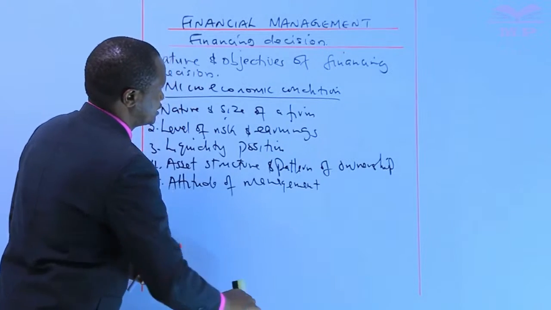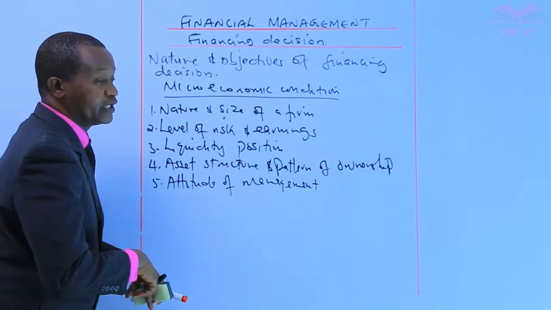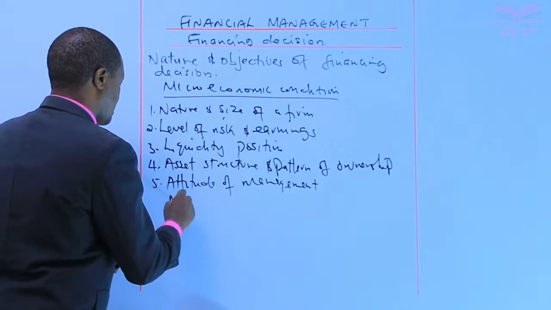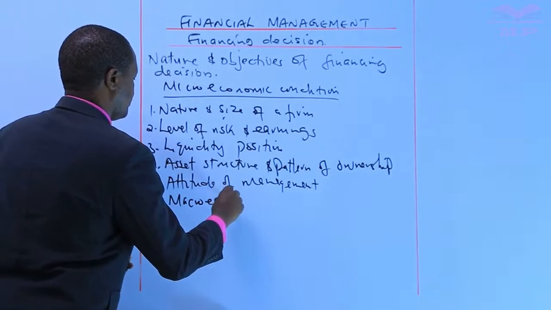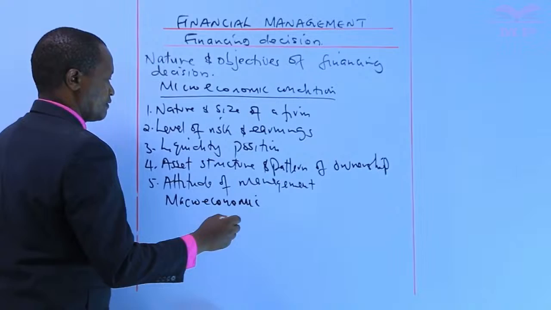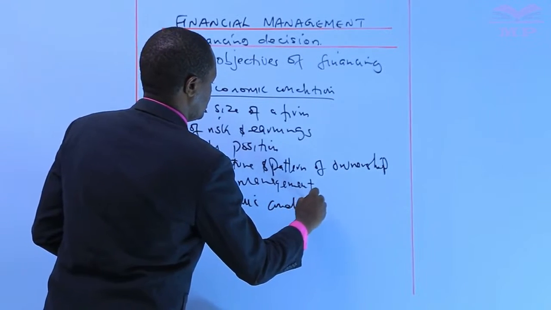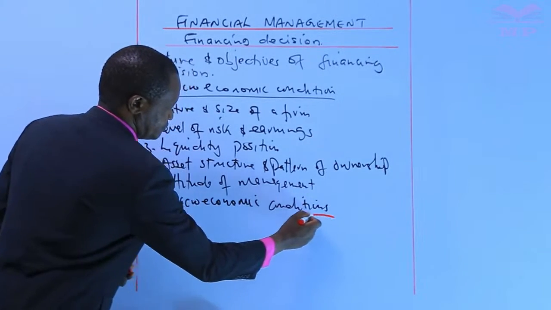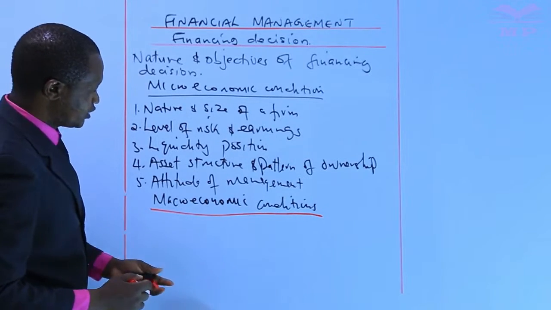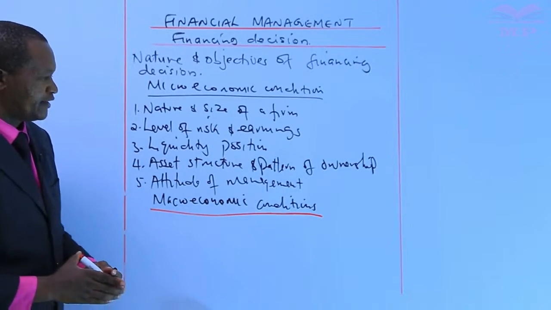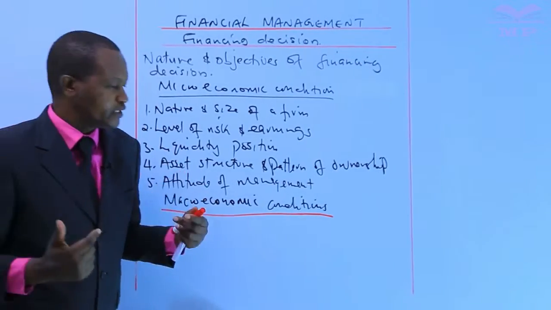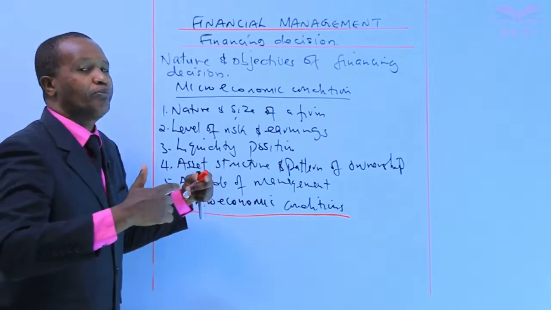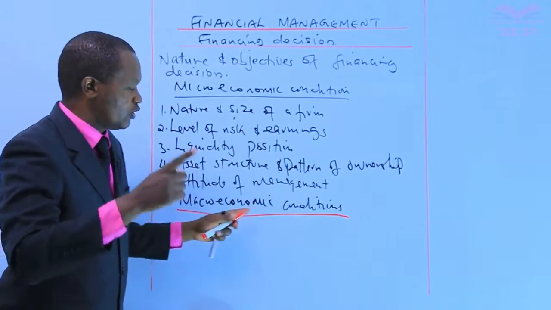In today's lesson, I want us to now focus our attention on the macroeconomic conditions. Macroeconomic factors or conditions. These are conditions that may influence the financing decision of a firm. The macroeconomic conditions, candidates, are the factors that are beyond the control of the management. These are environmental factors that are beyond the control of the firm's management.